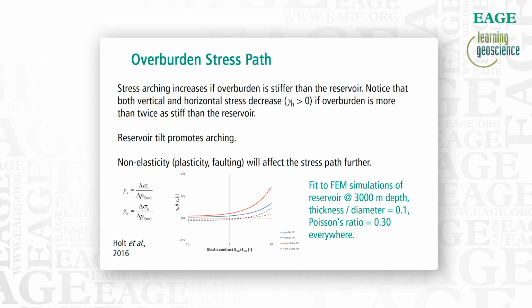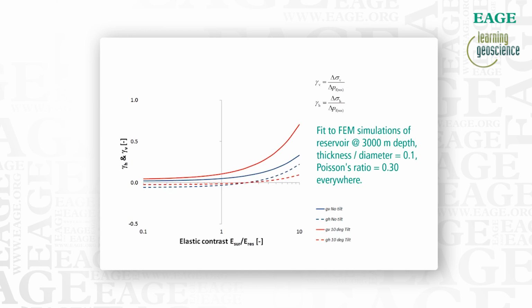outside the reservoir. What we found then was, and we can see that from the graph at the bottom, that the vertical stress path coefficient, which are the solid curves, the blue one is for a horizontal reservoir, increases with increasing elastic contrast, so that arching increases with increasing elastic contrast. And we also see that the dashed curve, the horizontal gamma, increases with increasing stiffness contrast.